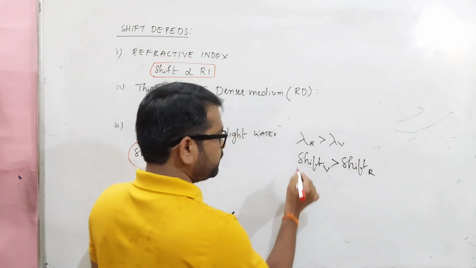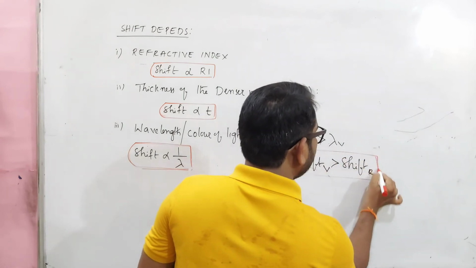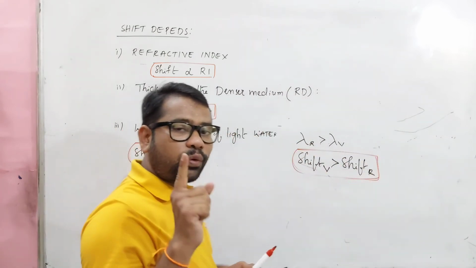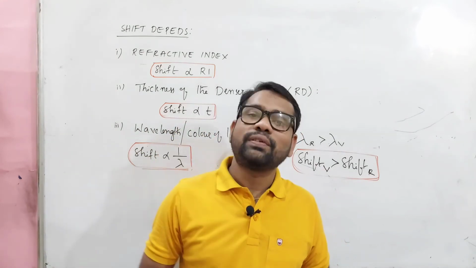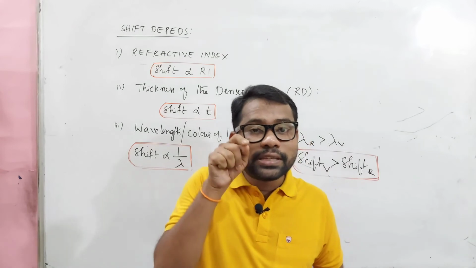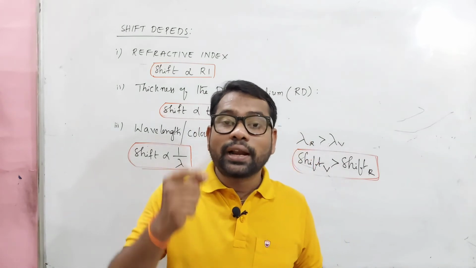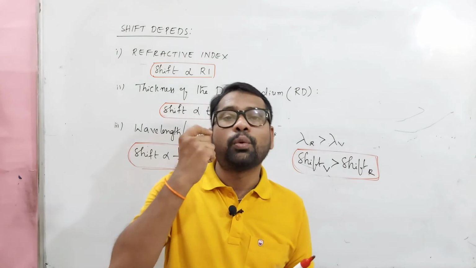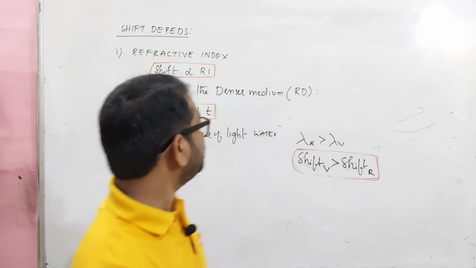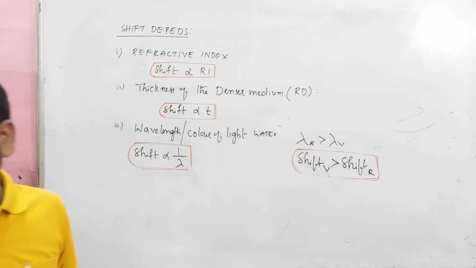Children, it's a very important point. For which color will shift be more and why? For violet color shift will be more. Why? Because it has less wavelength. So which color will have the least shift, dear children? Out of the 7 colors, red color will have less shift. The reason is that it has more wavelength. Okay children, fine. So these are the factors on which shift depends.